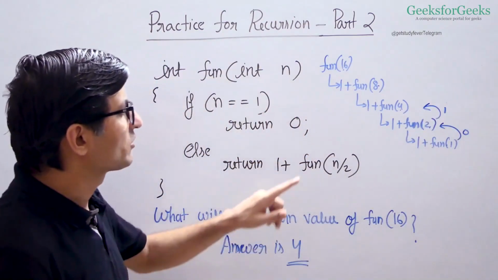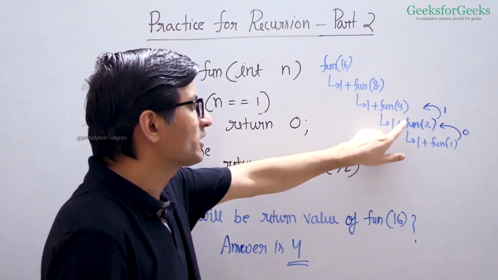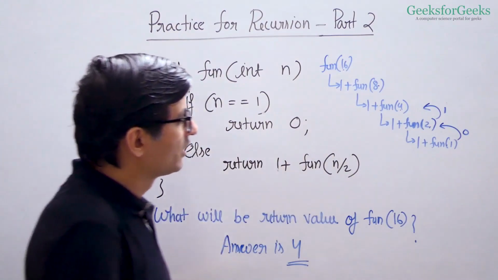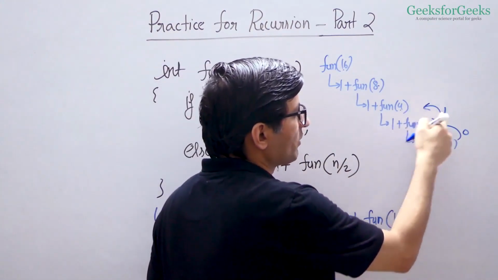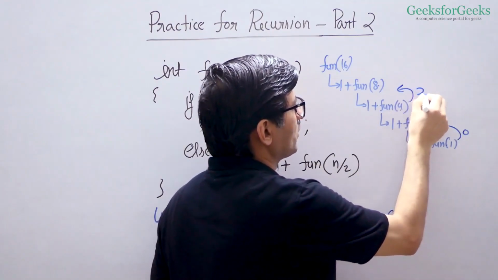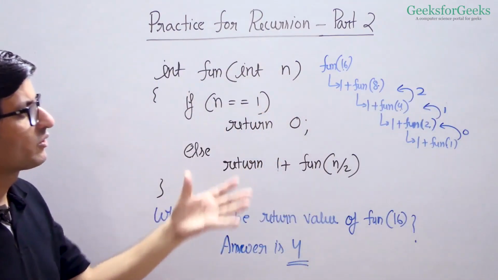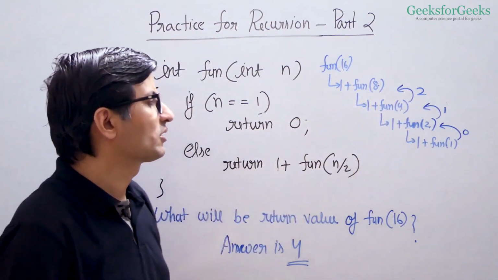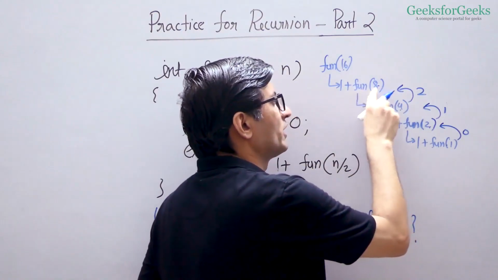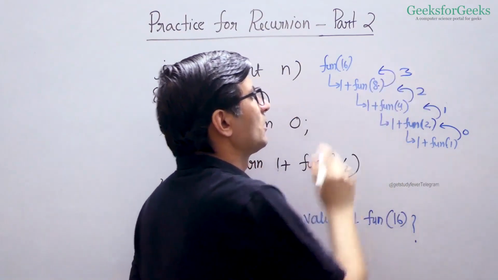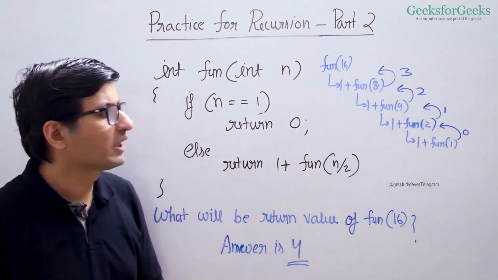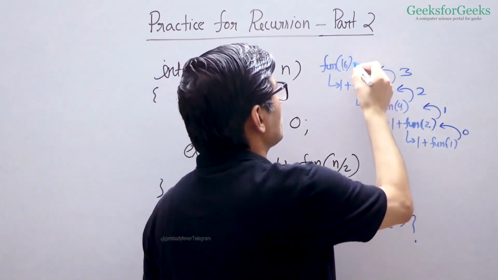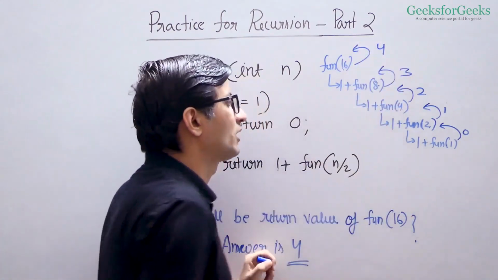And now what is its parent going to do? Its parent is going to do 1 plus the returned value of this function call, 1 plus fun 2. That's what fun 4 is going to do. So fun 4 is going to return 1 plus 1, 2, to its parent. Now its parent is going to do 1 plus this value, 1 plus 2 is 3. So its parent, which is fun 8, is going to return 3. Now fun 8's parent is fun 16, and fun 16 is going to do 1 plus 3. So it's going to return 4 to its parent. So that's how we get the value 4.